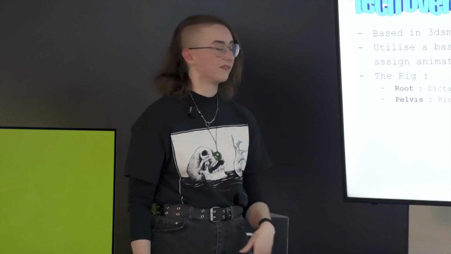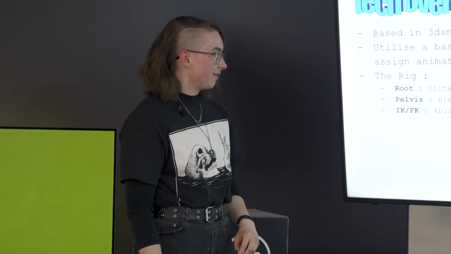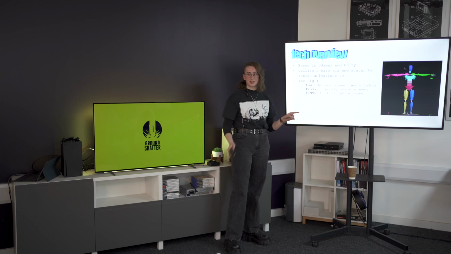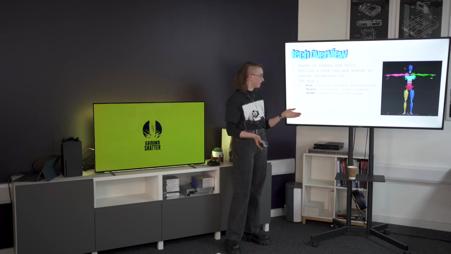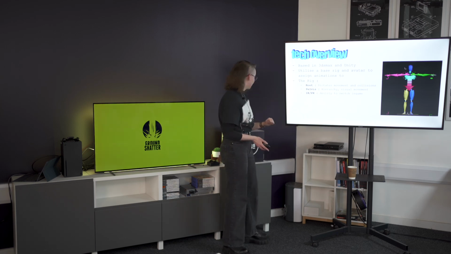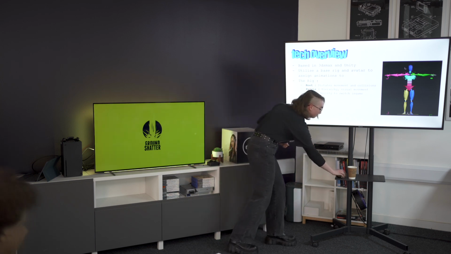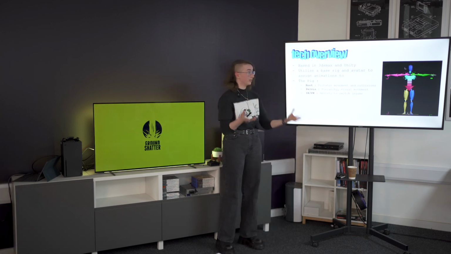So the pelvis is important for basically driving all of the motion. IK and FK. Does anybody know what IK and FK means? Cool, nice. I'm going to describe it for the rest of you guys. It's inverse kinematics and forward kinematics. So that is basically how our bones or limbs function.